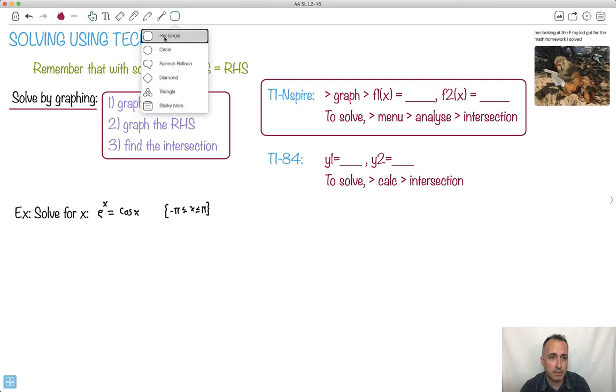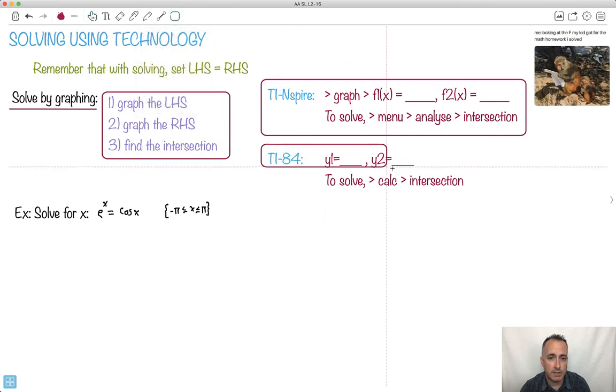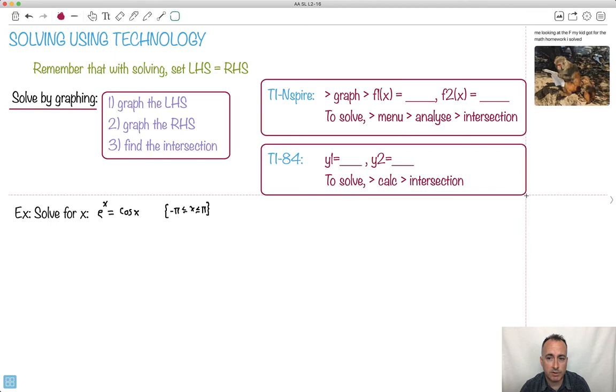If you're using a TI-84, it's quite similar, except at the very top, you just press the Y equals button, and you say Y1 equals this one, you make the second one equal to that, and to solve, you go to Calculate, and then Intersection.